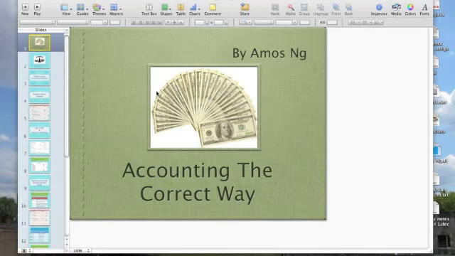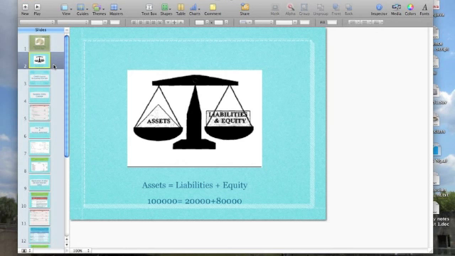Accounting the right way. There are three important terms that you need to learn before you start going into accounting. These terms are assets, liabilities, and equity.